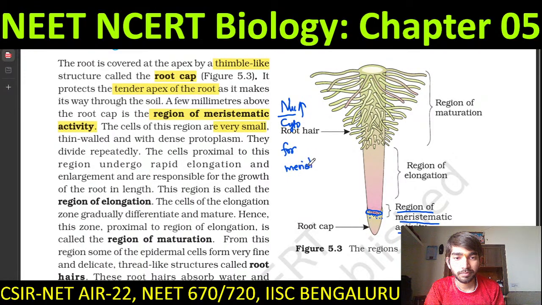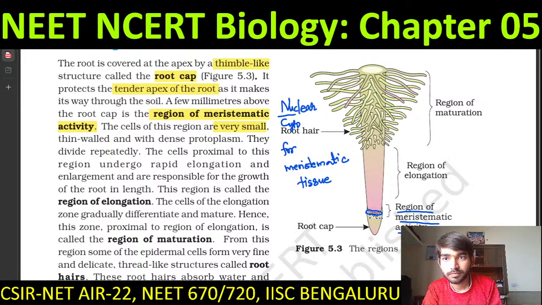meristematic tissue. Maybe I will write it completely, otherwise you people may get confused. The nuclear cytoplasmic ratio is very high for meristematic tissue.